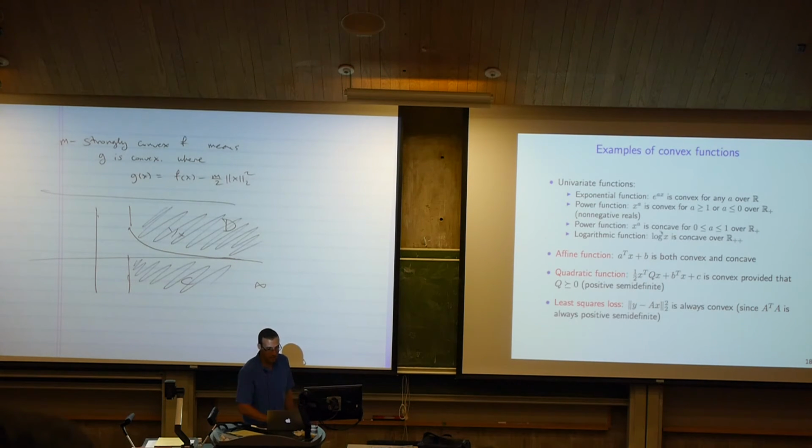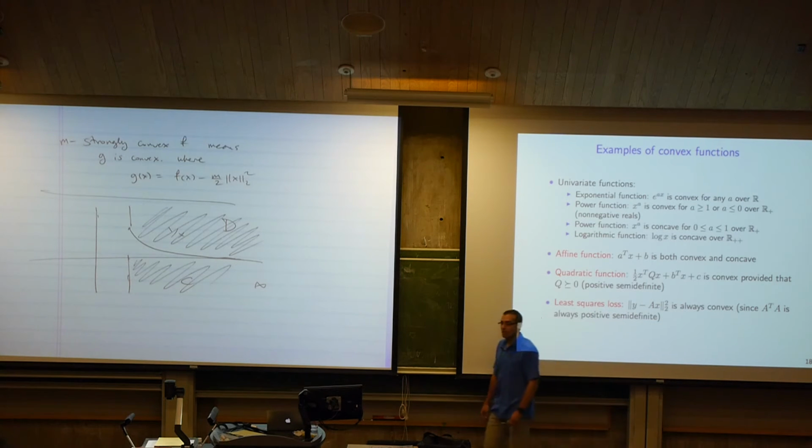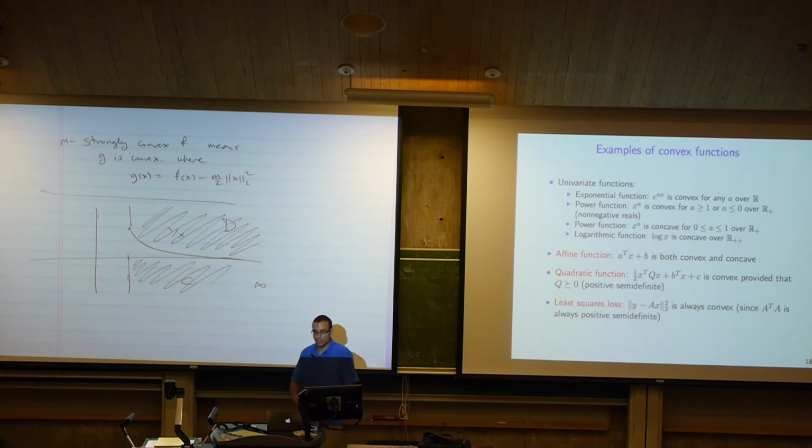This function x to the a is concave over R plus when a is between 0 and 1. Okay, so think of like the square root of x. That's a concave function. And log is concave over R plus plus. So this is my notation for saying the strictly positive reals. I don't know if I've been sticking to consistent nomenclature. Maybe you can call this the non-negative reals and this the positive reals. But log is not defined at 0, so that's why this is its domain.